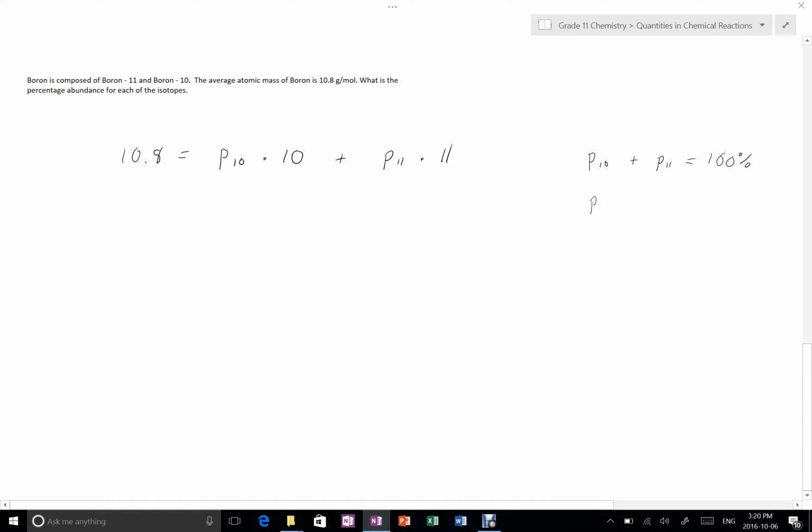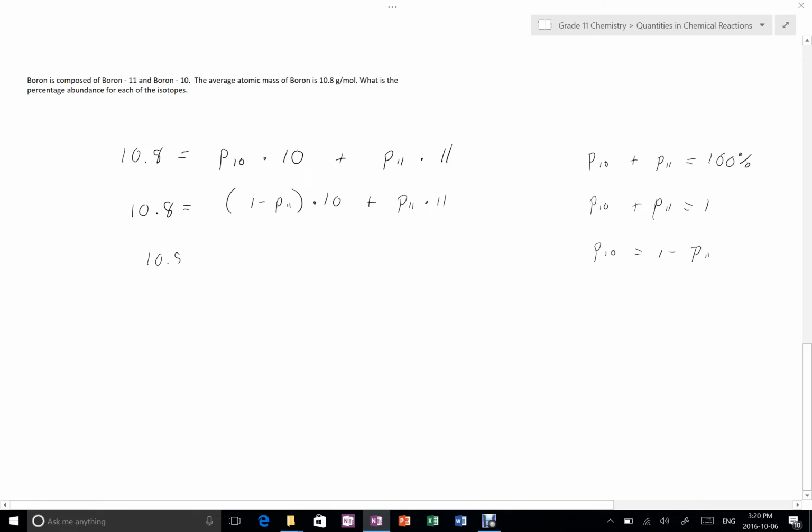So P10 plus P11 adds up to 1. I'm going to use that. I'll solve for P10 for no apparent reason. So P10 is equal to 1 minus P11. And then if I substitute that over here, I can reduce my equation down into one variable, and then it will be solvable.